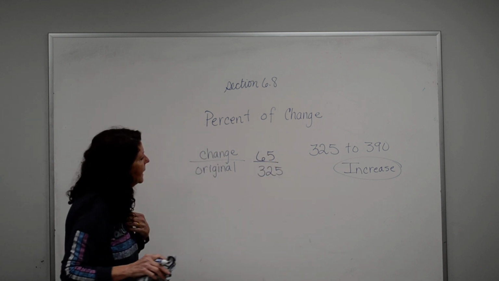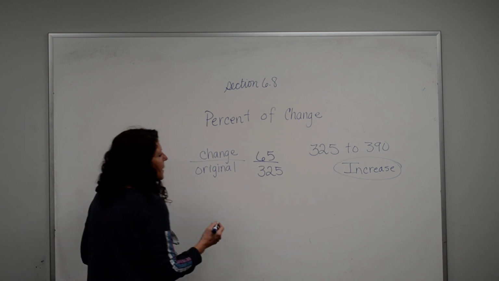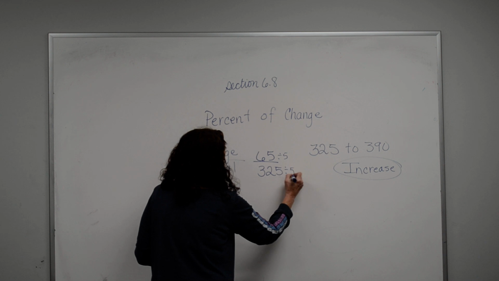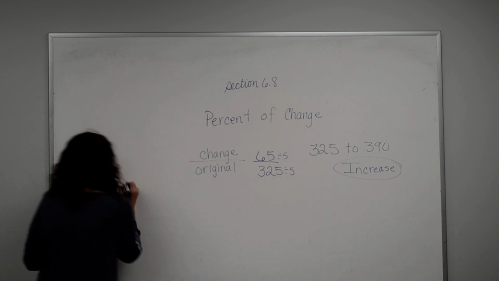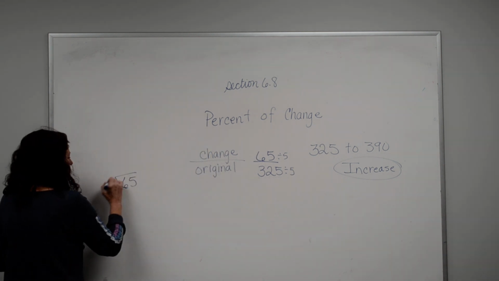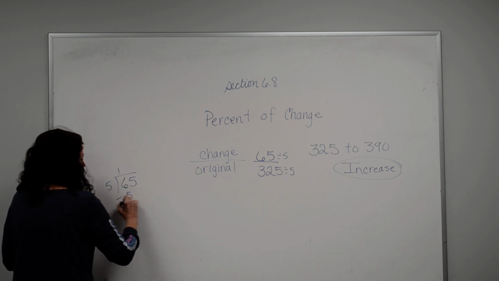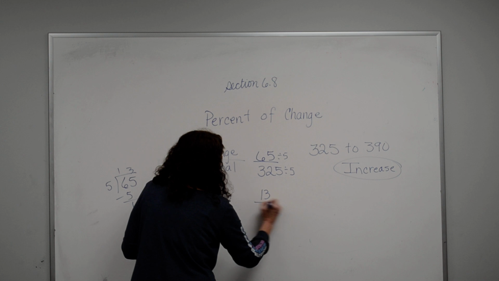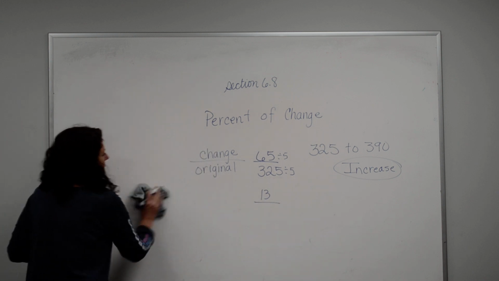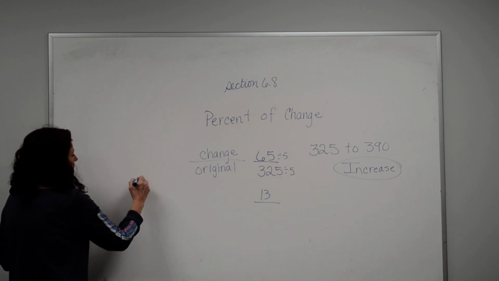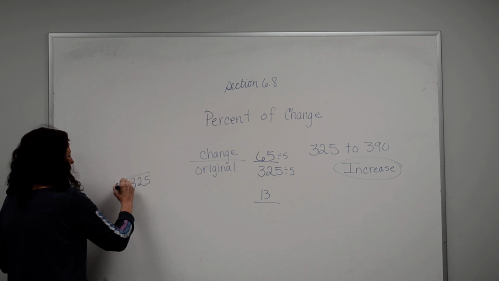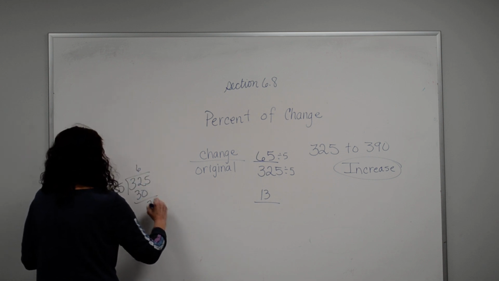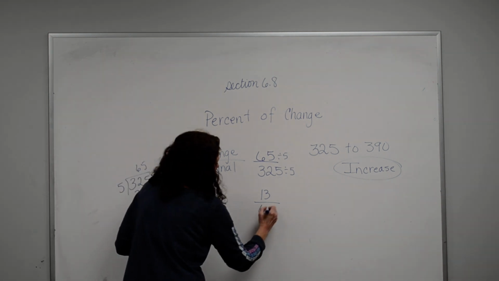I think it would be beneficial if I divided both the top and the bottom by 5 to reduce it. So when I divide 65 by 5, I'm going to get a 13. So that's going to reduce to 13 over, and then I'm going to do 325 divided by 5. And that's going to give me 65.